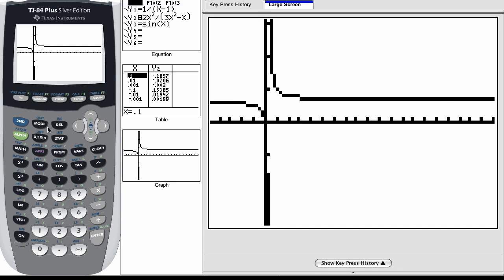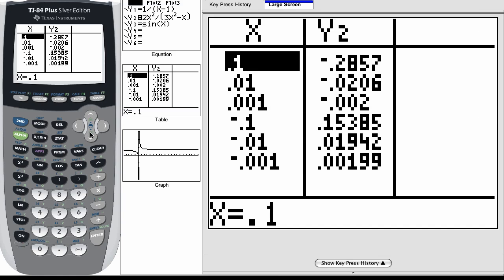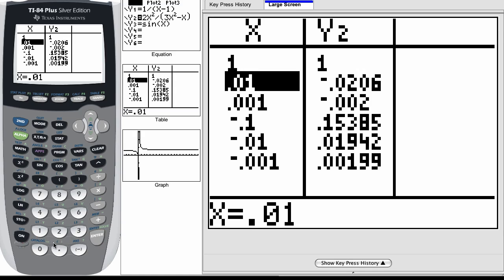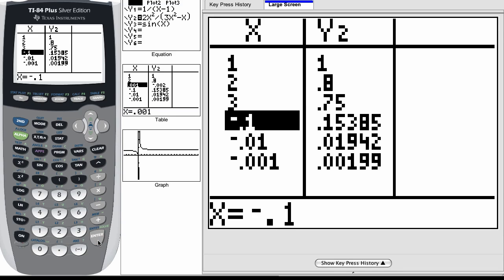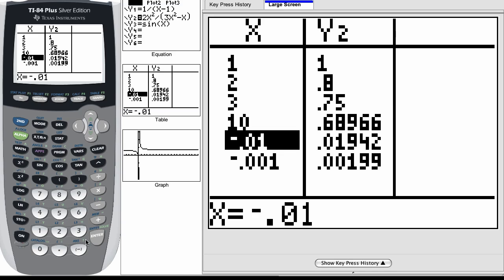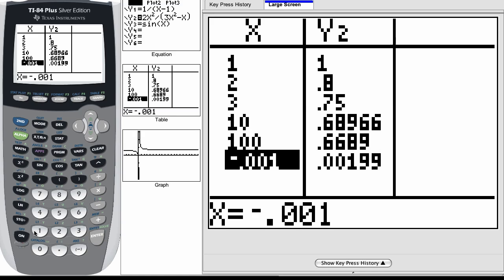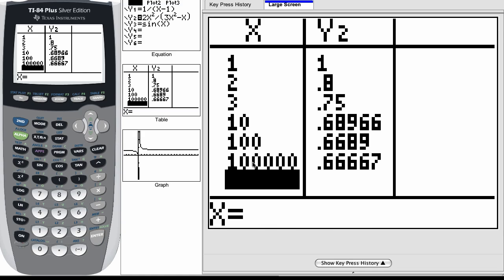You could certainly go to your table and just plug in values that get really, really big. If I plug in a 1, I get 1 back. 2, I get 0.8. 3, I get 0.75. Well, let's try 10. And I get 0.689. Well, let's try 100. Okay, 0.66. Let's try 10,000. Okay, and it looks like the bigger we get, the smaller we're getting, but it looks like it's starting to plateau out a little bit. This kind of looks like 2/3 here.